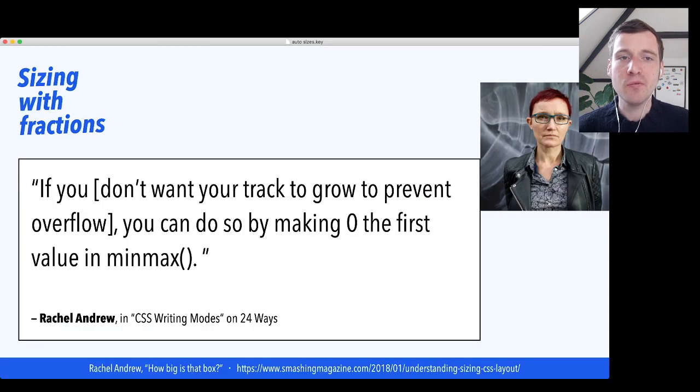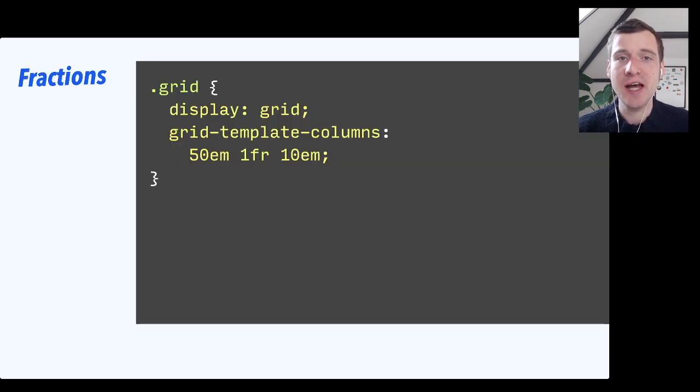If you don't want that to happen, so if you don't want your track to prevent overflow, what you could do is use a min-max function with as the max an FR unit and as the min a 0. Basically something like this. So you would have your grid template columns with 50 and 1 FR and then 10 AM.